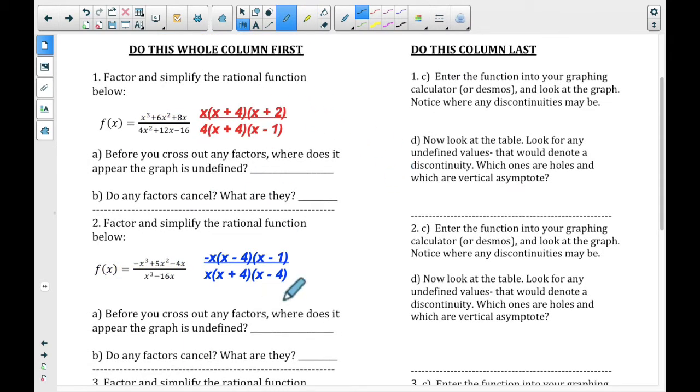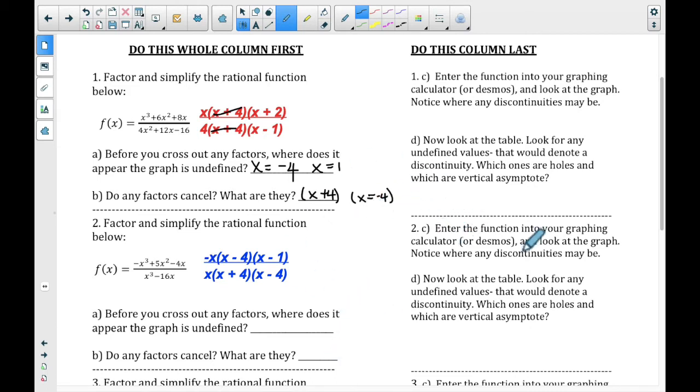Okay, so you should have factored these four. And as we take a look at these, question A on each one says, before you cross out any factors, where does it appear the graph is undefined? So we've been looking at the denominator, and we look at that denominator, we say, okay, well, x plus 4 would give us a discontinuity at x equals negative 4, and x minus 1 would give us a discontinuity at x equals positive 1. The next question is, do any of those factors cancel? Well, yes, actually, x plus 4 does cancel, so the x plus 4 cancels, or in other words, the x equals negative 4 gets canceled.